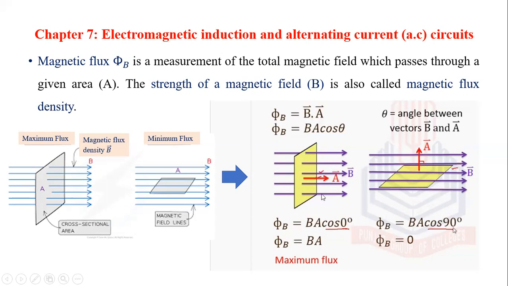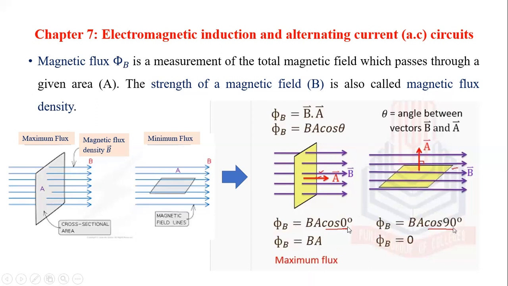So it makes 0 degree, there is no angle. And sometimes the area may be inclined to some degree, 60 degree, 30 degree, any kind. So this area can be inclined; it can be horizontal like this, or vertical like this.